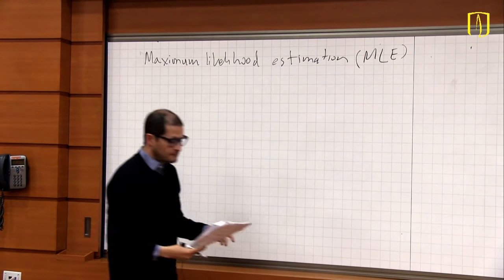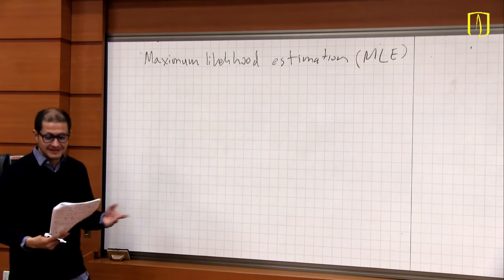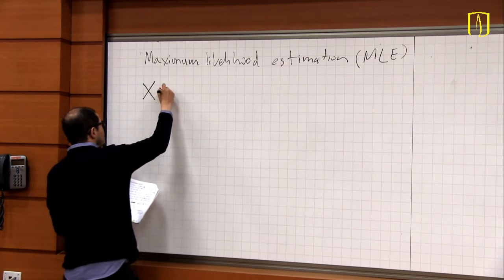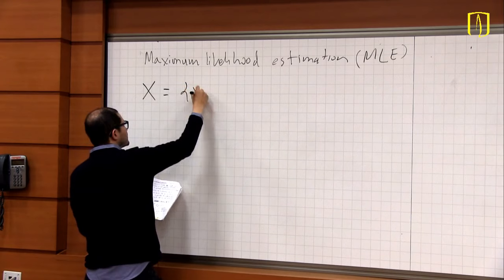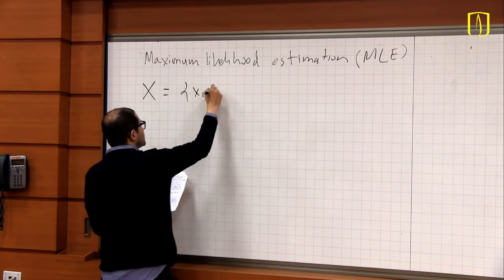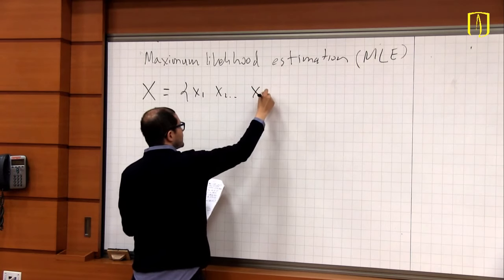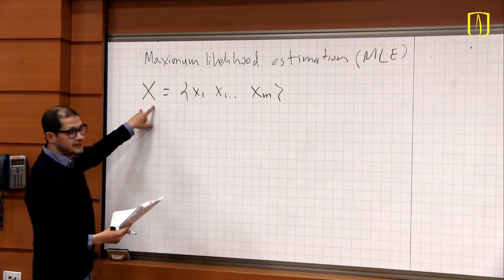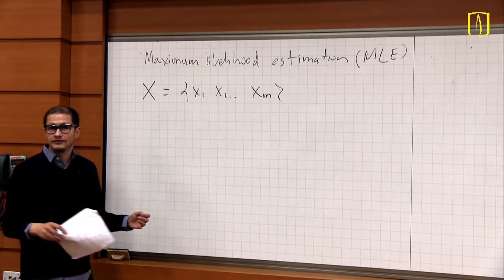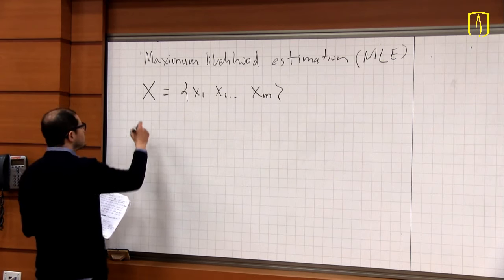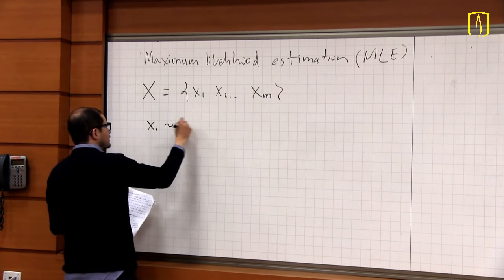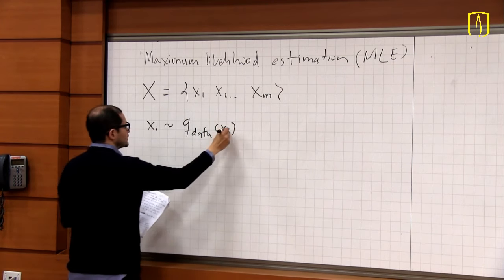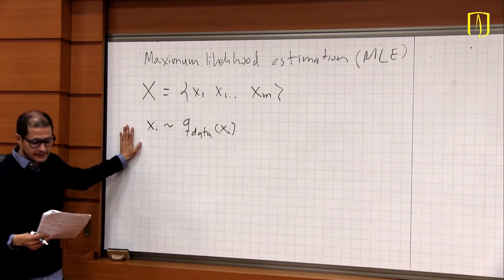So what is it? Consider again a data set, as usual, of examples, big X: X1, X2 through Xm. The same thing as before. And we assume that this data set is distributed according to some unknown distribution that I'm going to call Q data of X. Okay? So that's my setting.